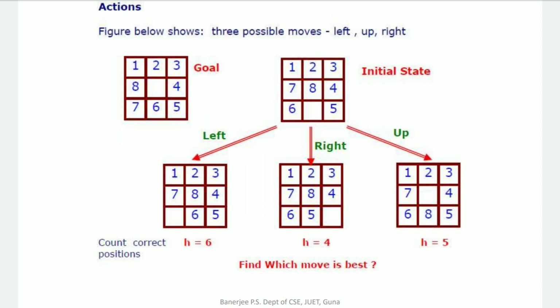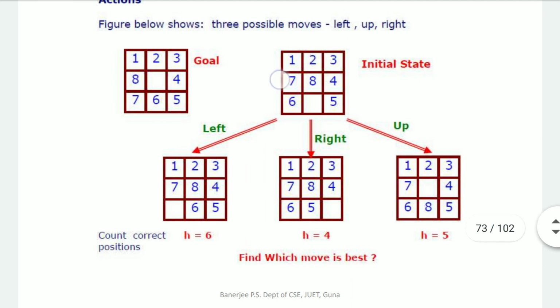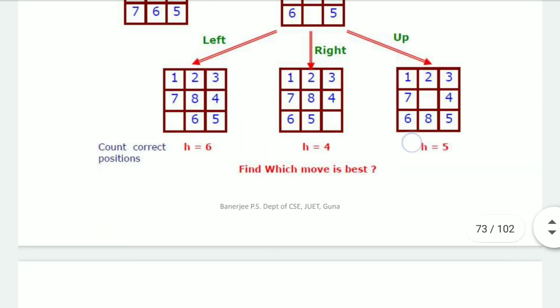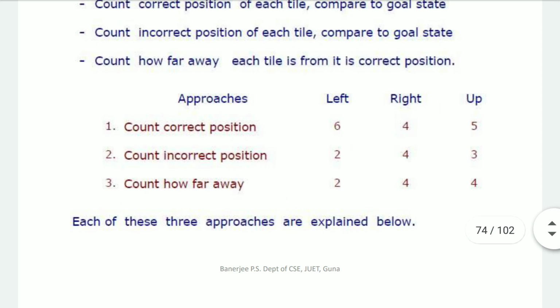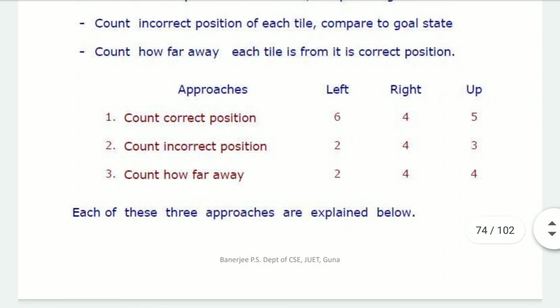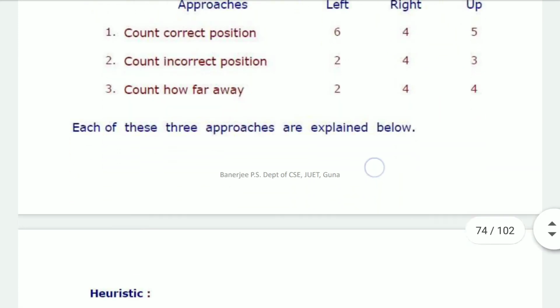That means it is possible only when the blank is there at second row, second column. Only under one condition will I get another column as the down column. Rest all things remain the same.